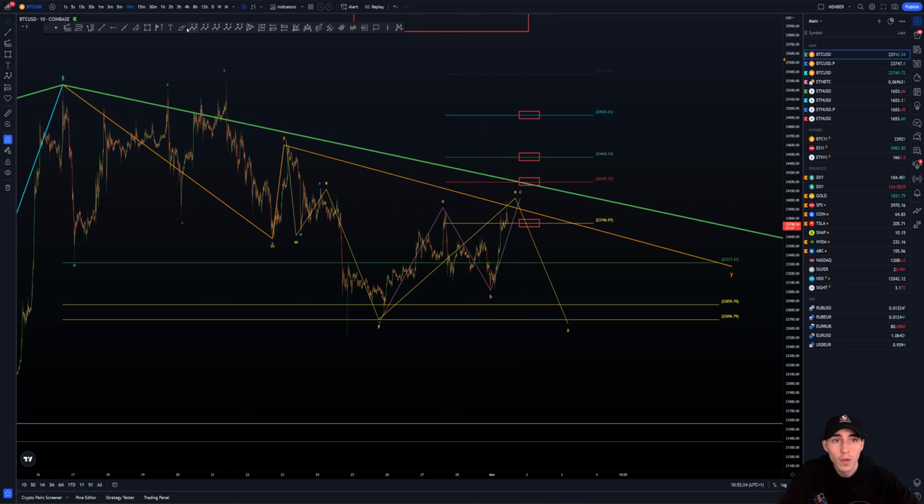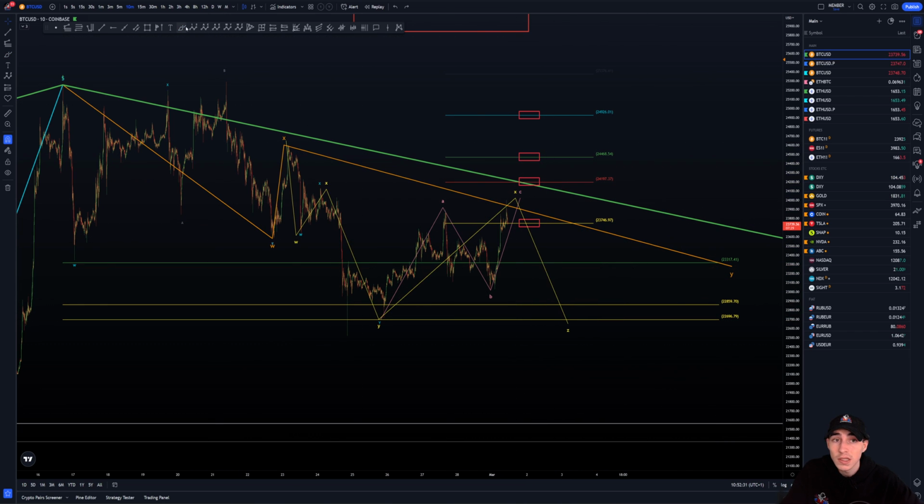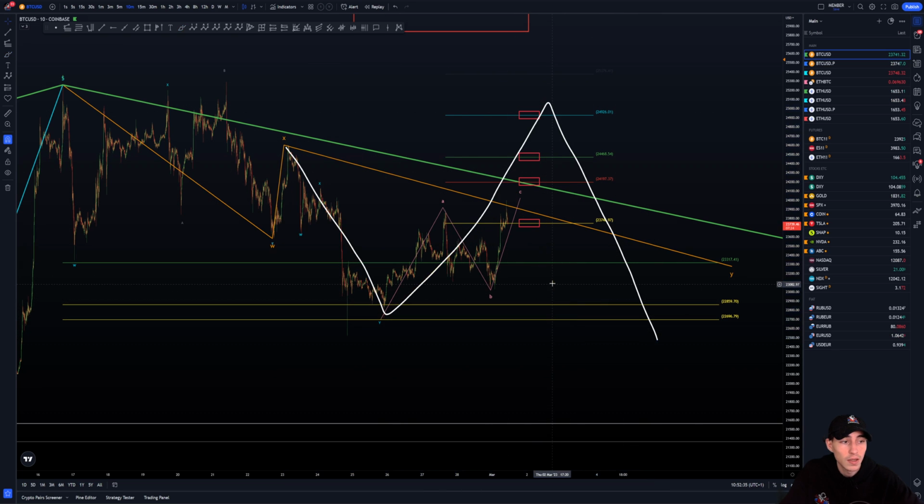If we push higher, be aware of the possible A, B, C, D, E triangle, as I said earlier, and the third possibility is just a flat. So A, B, C, flat. This is the third possibility, right here. So yeah, I'll let you just trade this now.